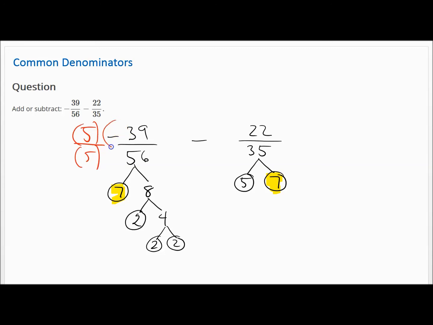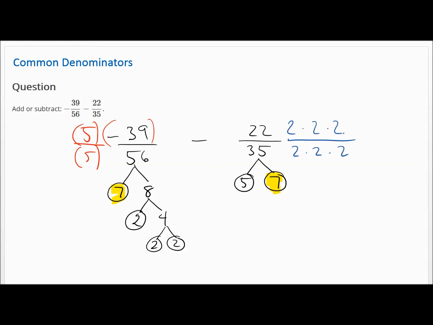It's not 5 minus 39. Be careful, that's 5 times 39. What am I missing over here? Well, I'm missing the 2 times 2 times 2. So what am I going to do? I'm going to multiply by the 2 times 2 times 2. And if I do it in the denominator, I have to do it in the numerator as well.